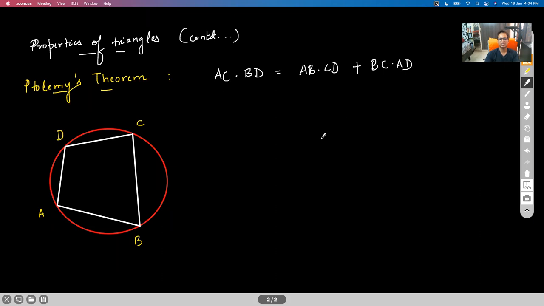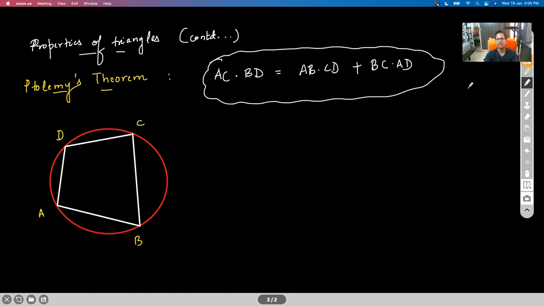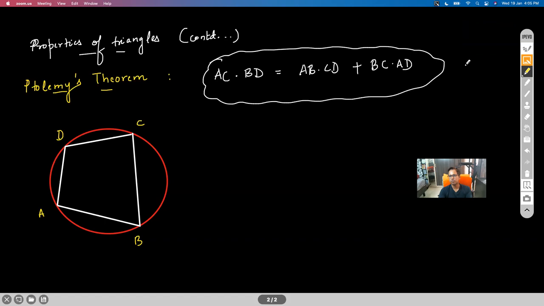Okay, so what does it say? It says that the product of the diagonals is equal to the sum of the products of the opposite sides. So AC into BD is AB into CD plus BC into AD. So this is applied to a cyclic quadrilateral. This particular formula works for a cyclic quadrilateral. Let me write it down here: cyclic quadrilateral.